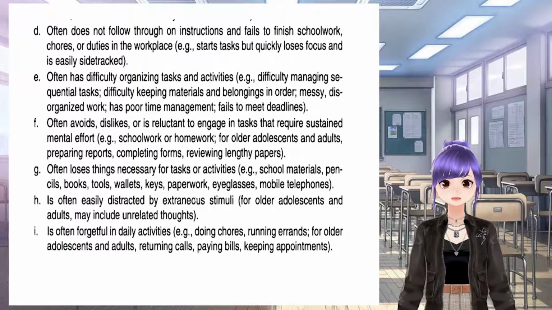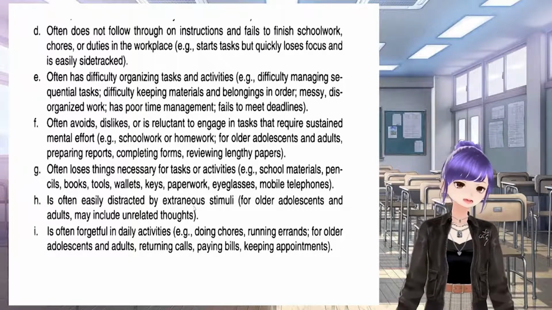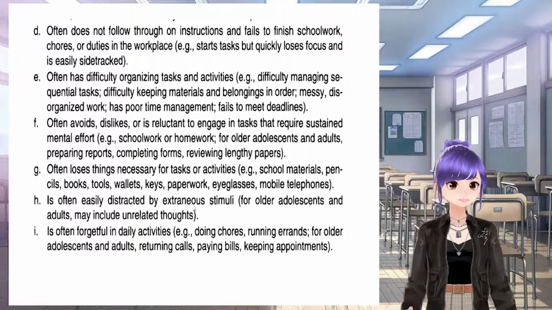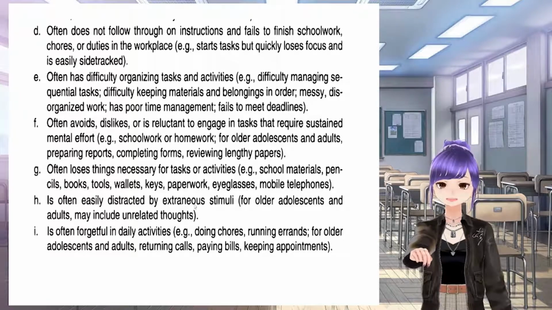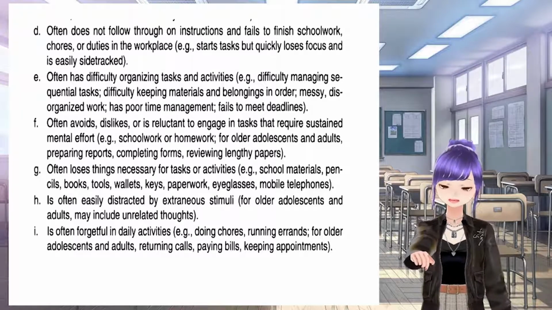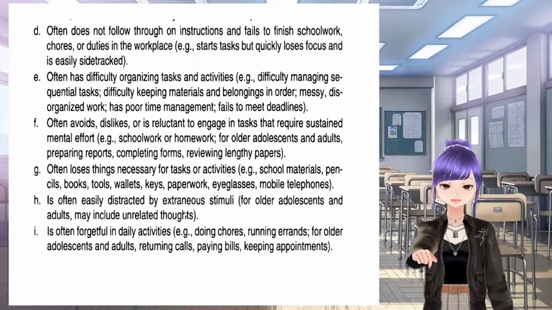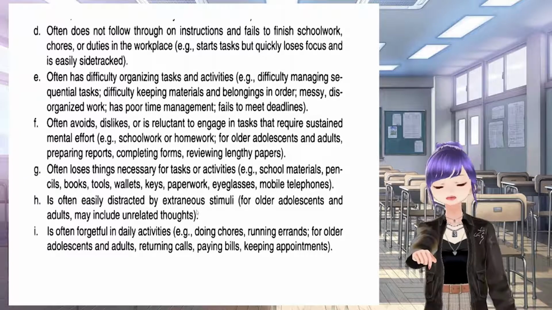Letter E, often has difficulty organizing tasks and activities. For example, difficulty managing sequential tasks, difficulty keeping materials and belongings in order, messy, disorganized work, poor time management, fails to meet deadlines. Letter F, often avoids, dislikes, or is reluctant to engage in tasks that require sustained mental effort. For example, schoolwork or homework.